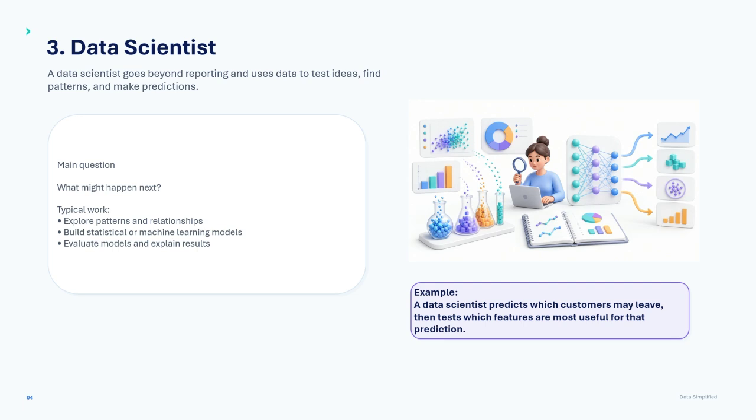On the other hand, a data scientist normally goes one step further. Instead of only explaining what has already happened, the data scientist asks what might happen next. So the role involves exploring patterns, testing ideas, using statistics, and building machine learning models. For example, a company may want to know which customers are likely to leave. A data scientist can study customer activity, complaints, payment history, and service usage. The scientist then builds and evaluates a model that estimates the risk of each customer leaving. A data scientist does not simply build a model. The data scientist also checks whether it is accurate, useful, fair, and understandable.